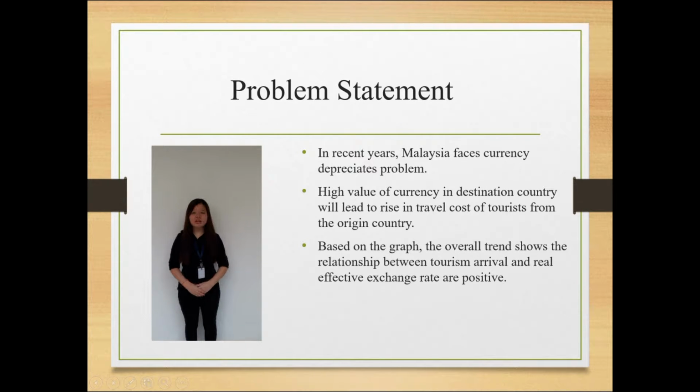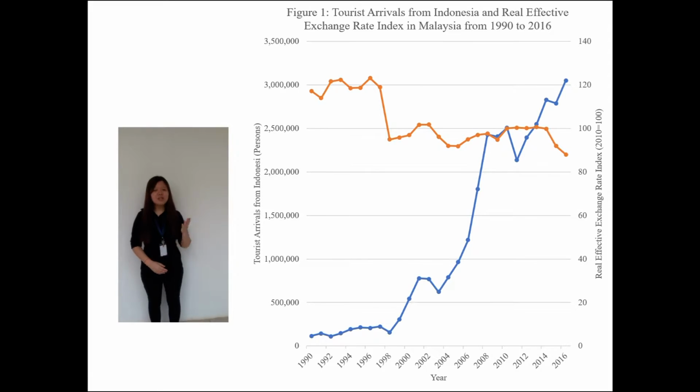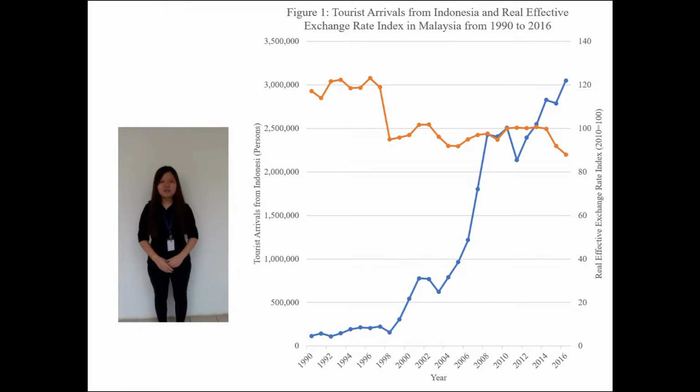Next is our problem statement of study. In recent years, Malaysia faced a currency depreciation problem. High value of currency in the destination country will lead to a rise in travel costs of the tourists from the origin country. Therefore, the relationship between tourist arrival and real effective exchange rate index is expected to be negatively correlated. Based on the graph, the overall trend of the relationship between tourist arrival and real effective exchange rate index is positively related from 1997 to 2015. Thus, there is a gap between the expected one and the fact.